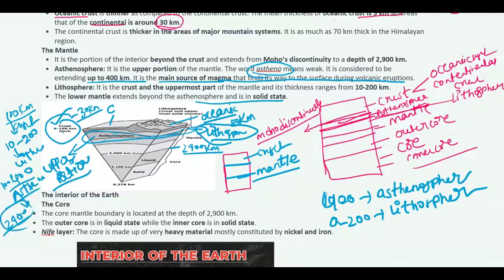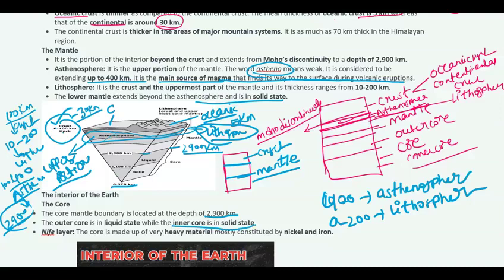Okay. Now 2900 to 5100 kilometers, it is core. The total 2900 to 6378 kilometers is core. The core is further divided into inner core and outer core. Okay, the core mantle boundary is located at the depth of 2900 kilometers. This is the core boundary. The outer core is in liquid state and the inner core is in solid state.